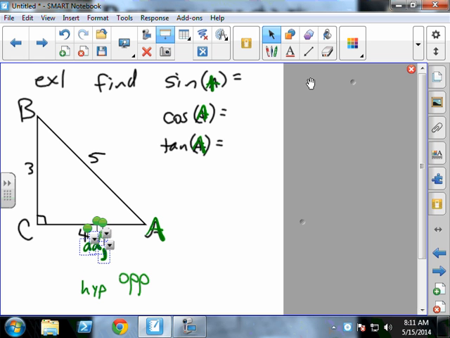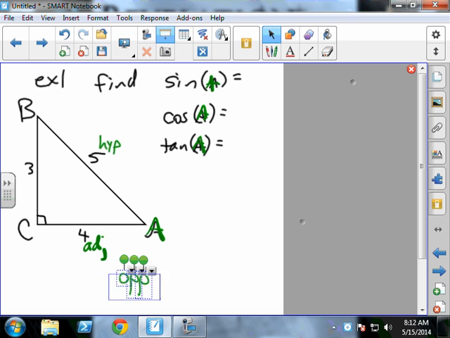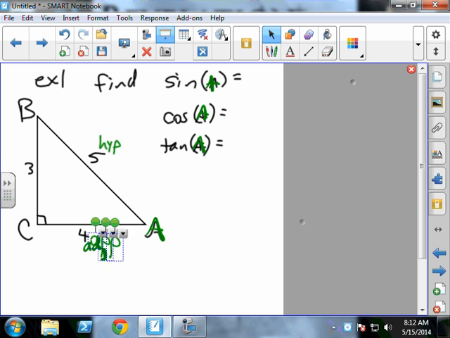So the ADJ is this one, so where's the hypotenuse? It's the 5. It's the one that's across from the right angle. There we go. So that's the hypotenuse. So then by default, the other side is the OPP. Back in the day, there was a song about that.